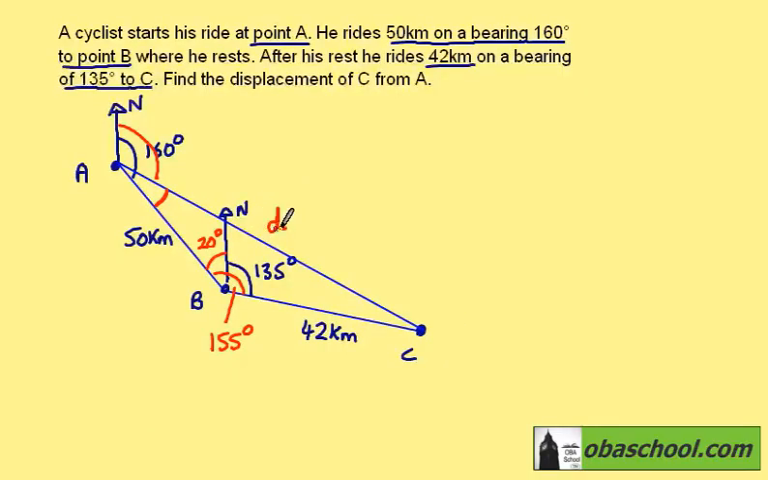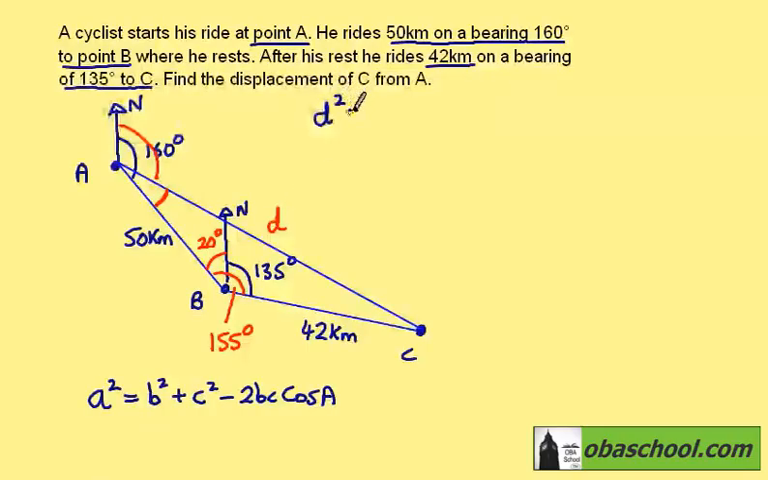To find the length D, we're going to use the cosine formula. A squared is B squared plus C squared minus 2BC cos A. If you are unsure about this formula or its use, you can refer to the appropriate section in the core course.